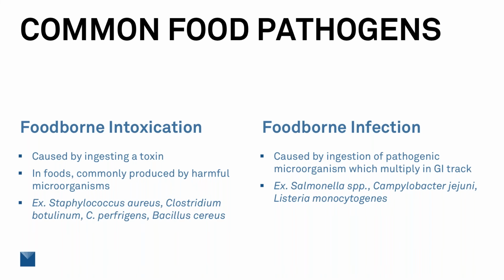And then the second type is foodborne infection. These are caused by ingesting the pathogenic microorganism, and then it gets in your GI tract, and then it starts to grow. So intoxication is formed in the food, and infection is formed essentially in the gut. That toxin is formed in your gut.